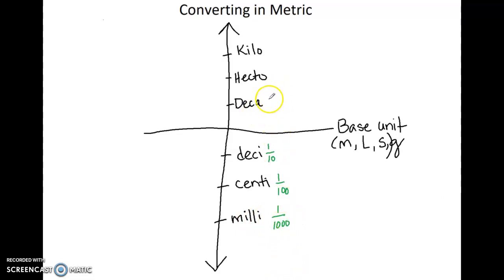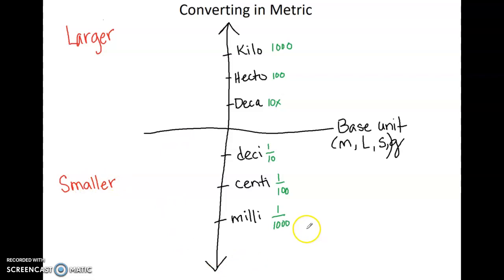A deca, we're going 10 times greater. A hecto, we're going 100 times greater. And then a kilo, we're 1,000 times greater. So when we move up, we're going to a larger unit. When you add these prefixes, they become larger than the base unit. When you move down, we become smaller than the base unit.